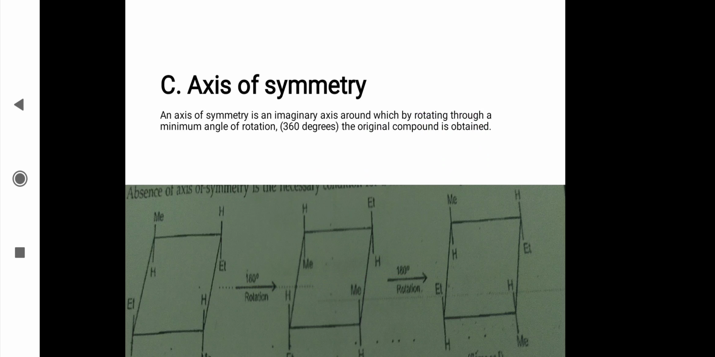Then an axis of symmetry is an imaginary axis around which, by rotating through a minimum angle of rotation, 360 degrees, the original compound is obtained. As you can see with an axis of symmetry, the first compound has the methyl group and the hydrogen, and the ethyl group and hydrogen, on one side. Then after rotating by 180 degrees, it changes sides. Then after rotating for another 180 degrees, which makes it 360 degrees, it returns to the normal place it was before. So that's how an axis of symmetry looks.